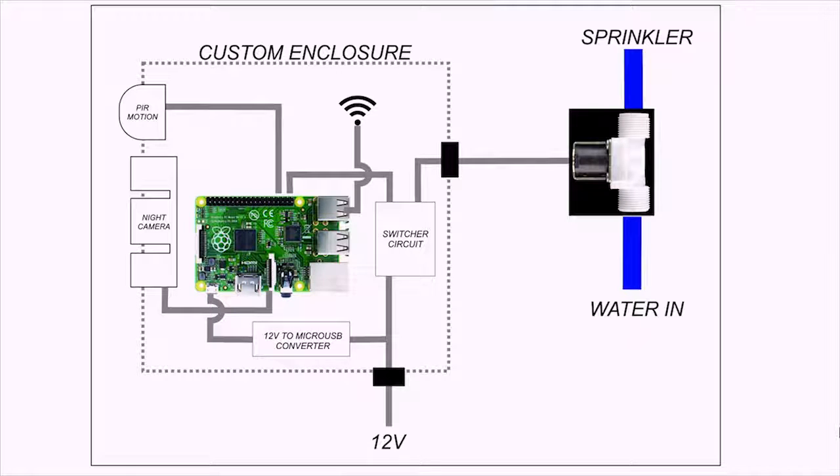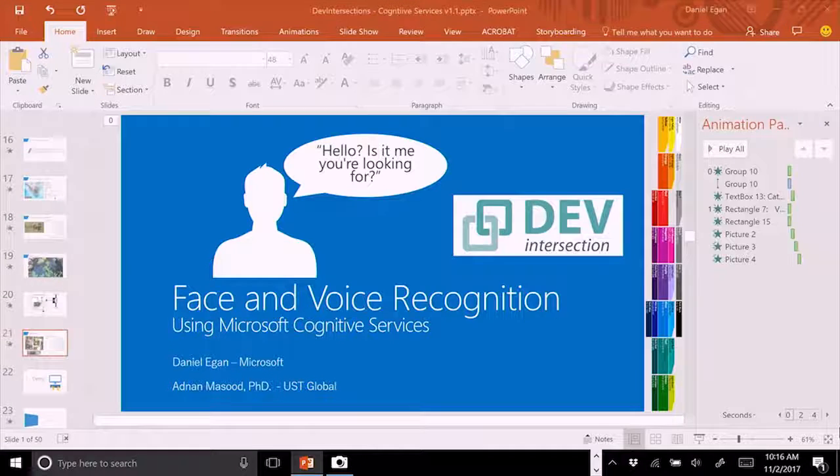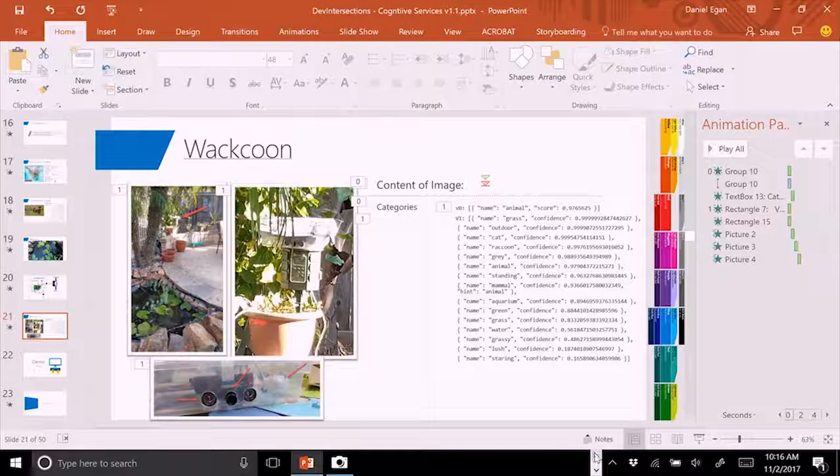There's a night vision camera. There's a motion detector. And then there's a switcher circuit that will turn on or turn off the solenoid that will spray water. So basically what happens is I'll take a picture. If I see movement, I'll take that picture, I'll send it up to Cognitive Services, and up in Cognitive Services, it'll send it back down. If it sees a raccoon in it, I'll spray water at it, right? Sounds like something easy to do. So let me show you the code for that first.